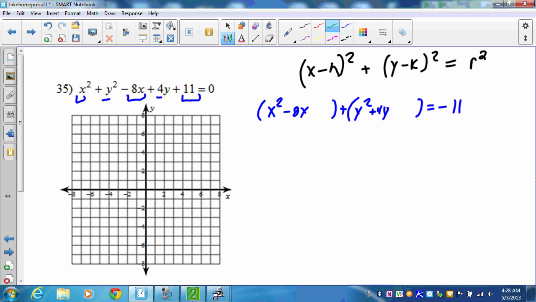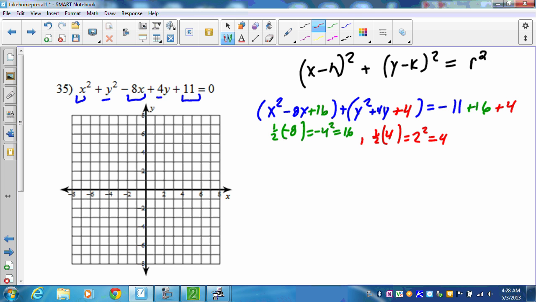So we'll group these two things up. And we'll do the x in green. So you take half of a negative 8, and you get, of course, negative 4. You square it, and you get 16. So we know we have to add 16 to the left side and the right side. And then we'll do the y in red. So to do the y, we have to take half of a positive 4, which equals positive 2. And then we're going to square that and get 4. So we're going to add 4 here and add 4 here.